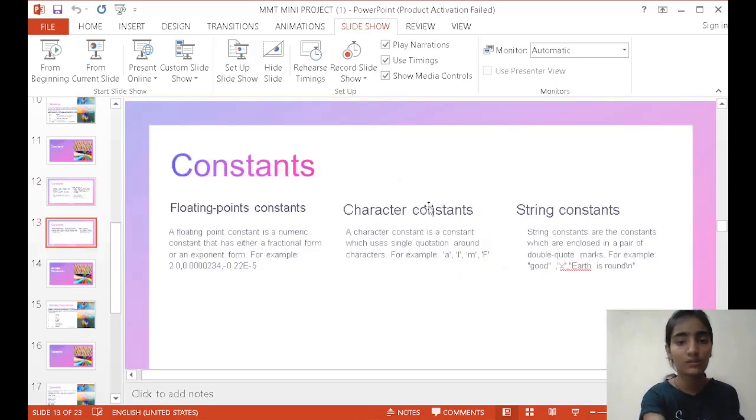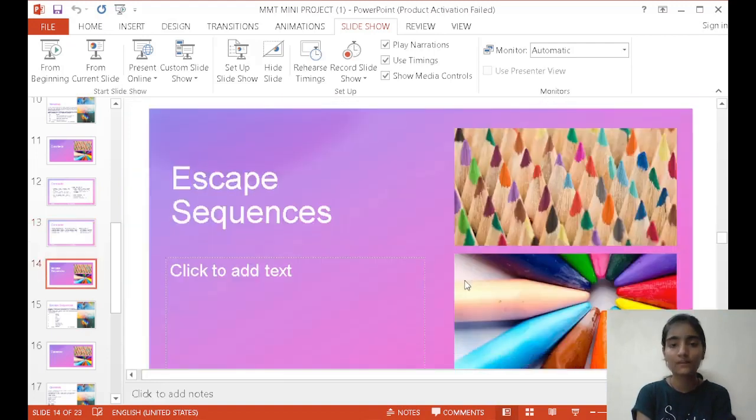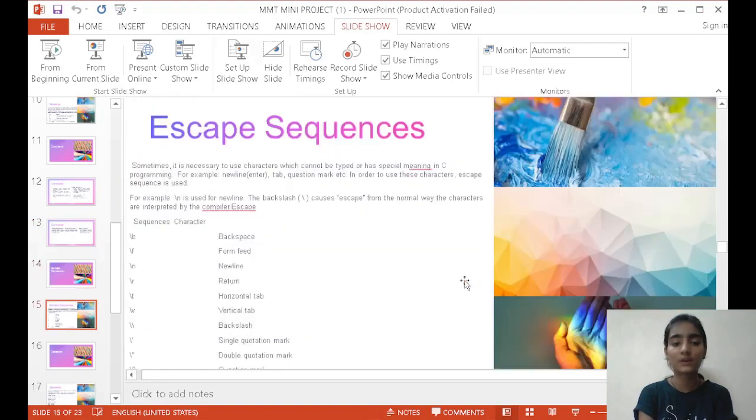Next is a floating constant. So a floating constant is a numeric constant but it has a fractional form. A character constant means which is used as a single quotation. A string constant means which is used as a double quotation. So the difference between the character constant and the string constant is it has the single quotation and string constant has a double quotation.